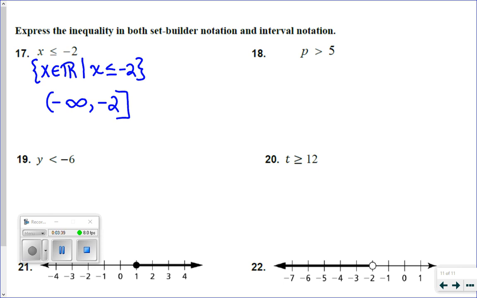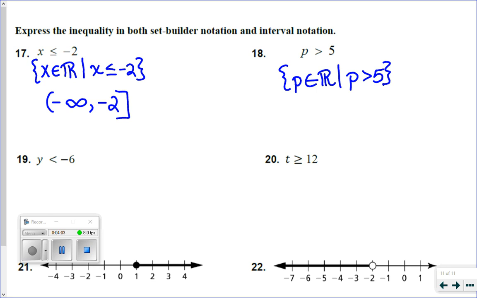All right, next one here, number 18, it says that p is greater than 5. So again, set builder says the set of all p values in the real number set such that p is greater than 5. So just a fancy way of saying the same thing, that we're saying, hey, p is in the real number set, and it's just limited to values greater than 5.